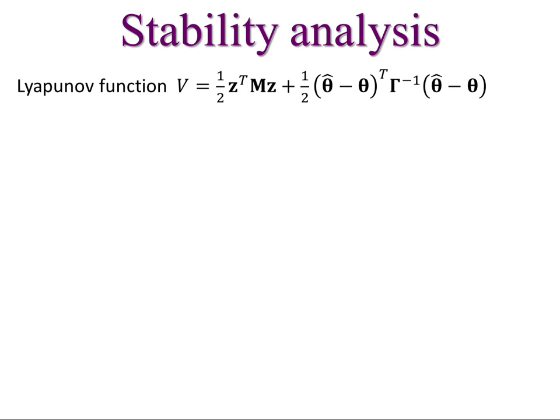The second term on the right-hand side is the quadratic form of the error between the parameter estimate vector theta hat and the actual parameter vector theta, which represents the magnitude of the parameter estimate error, since the adaptive gain matrix gamma is a positive definite matrix. Due to the nature of positive definite matrices, if gamma is a positive definite matrix, then its inverse is also a positive definite matrix.